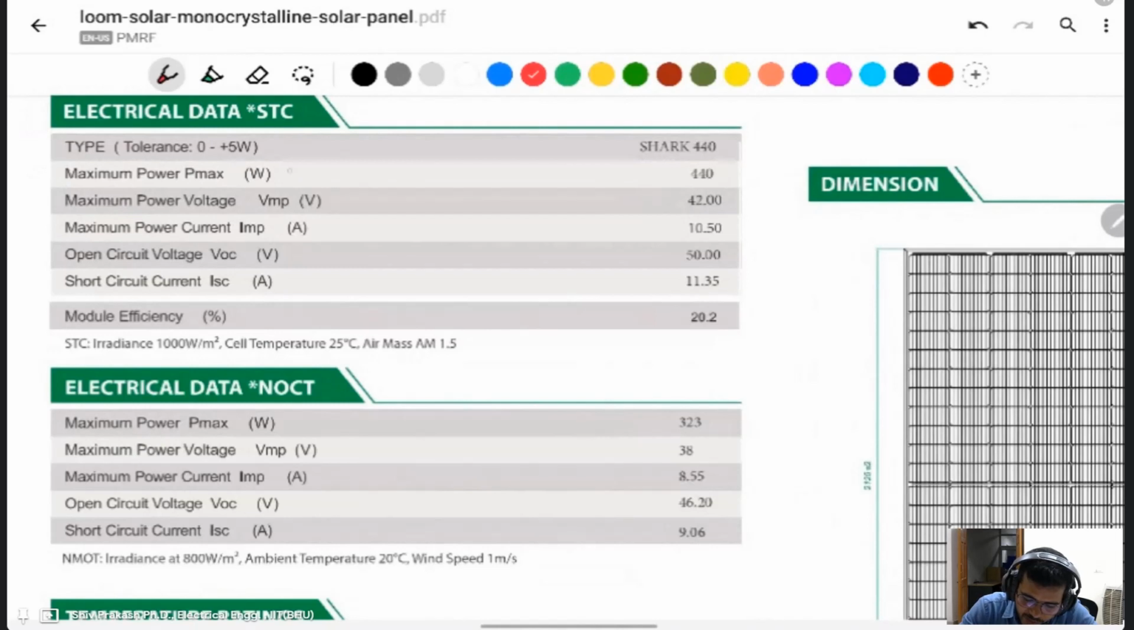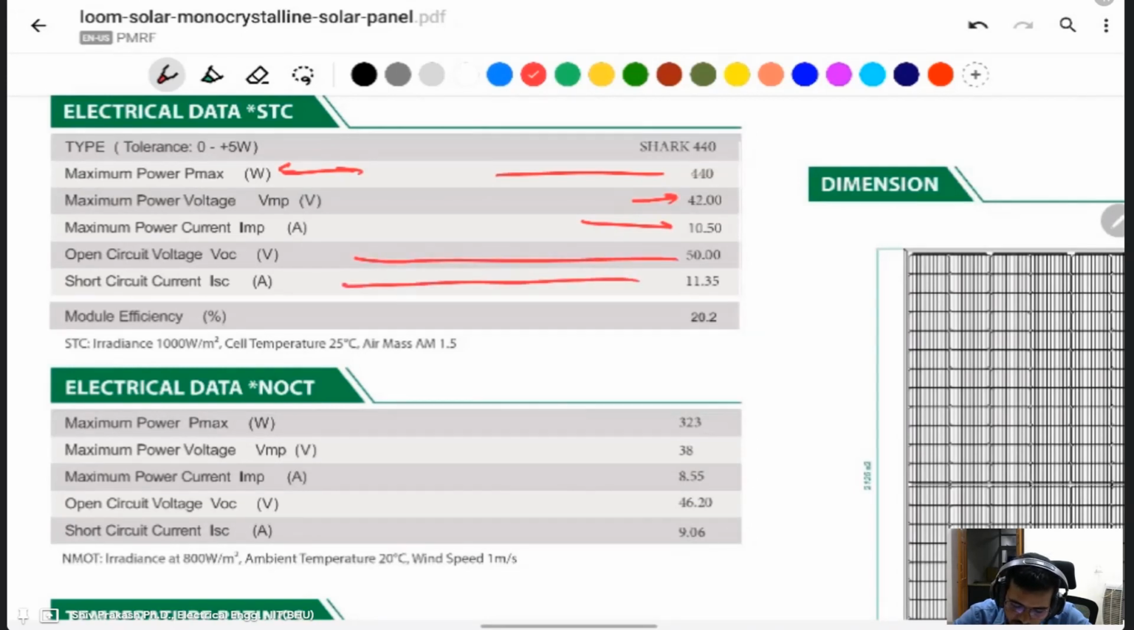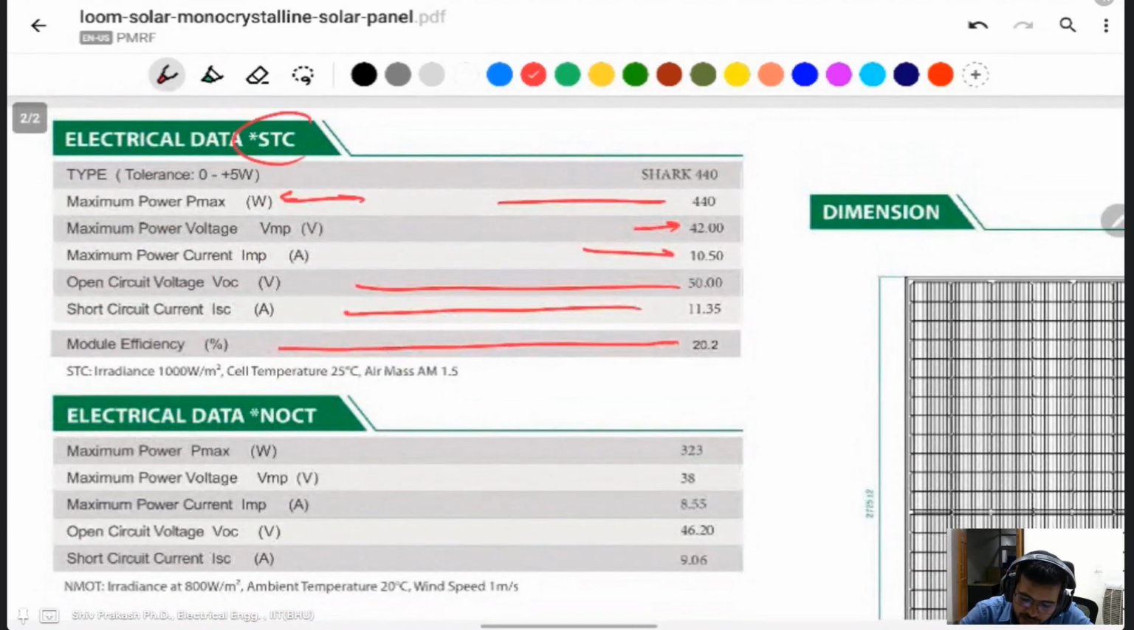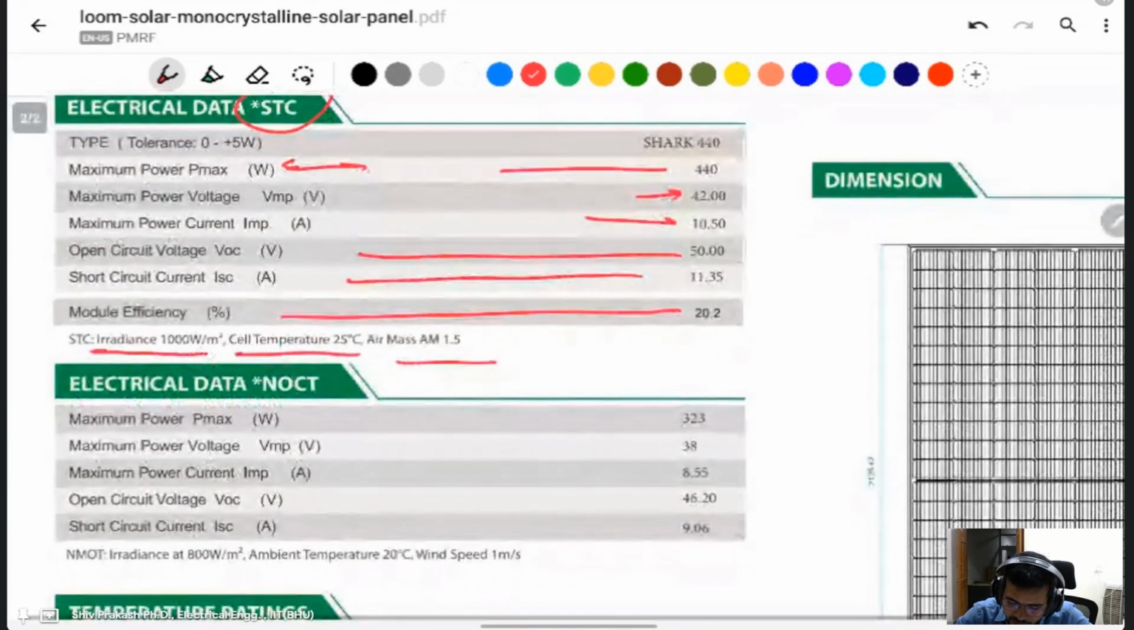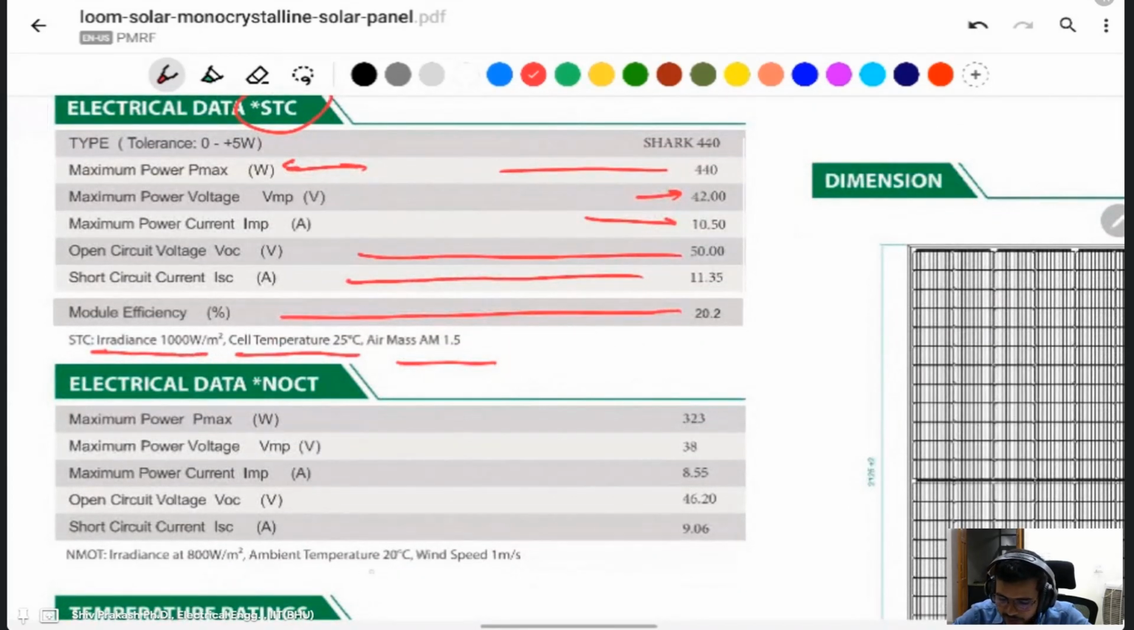this is given as the maximum power 440 watt, and the voltage at maximum power is 42 volt, and the current at maximum power is 10.5 ampere. Open circuit voltage and short circuit current are also given, and module efficiency is given as 20.2%. This one is the standard irradiation of 1000 watt per meter square and a cell temperature of 25 degrees centigrade, which is room temperature.